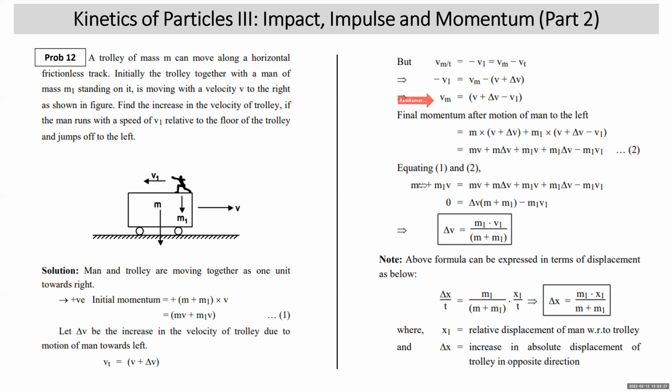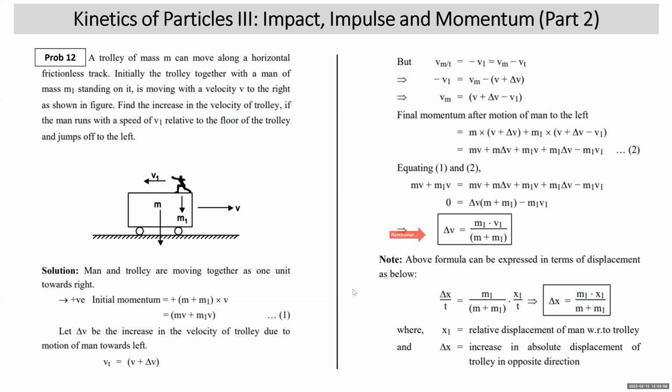We substitute the mass of the man and the velocity of the man. We open out the bracket: mv plus m delta v plus m1v plus m1 delta v minus m1. Equating one and two, on the left-hand side the term mv gets cancelled, m1v gets cancelled. The left-hand side becomes the right-hand side: delta v we take common, m plus m1 minus m1. If you further rearrange the terms, delta v is m1 v1 upon m plus m1.